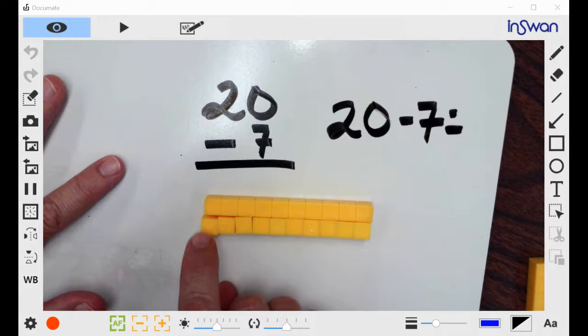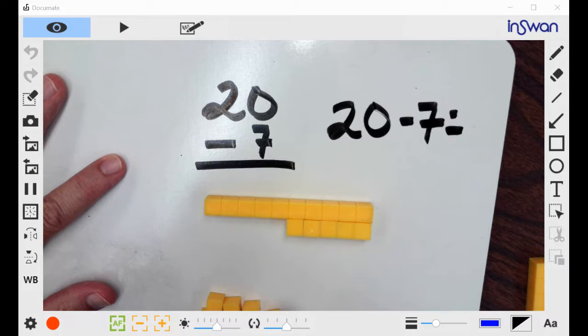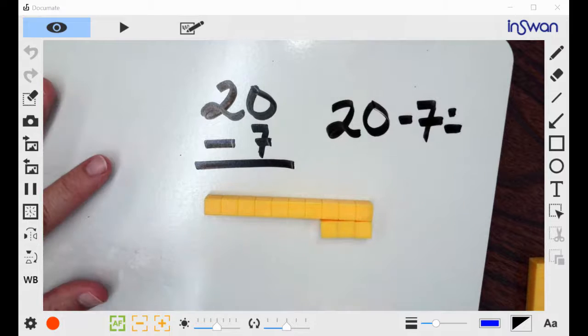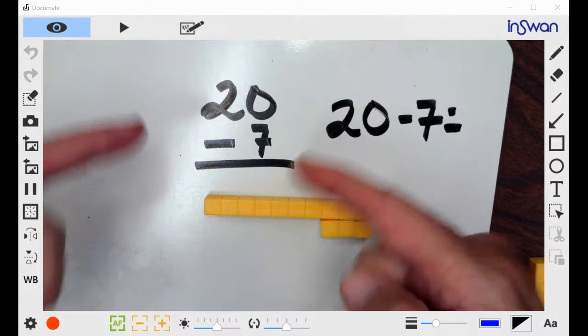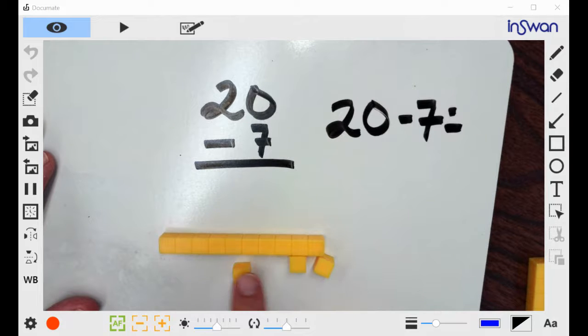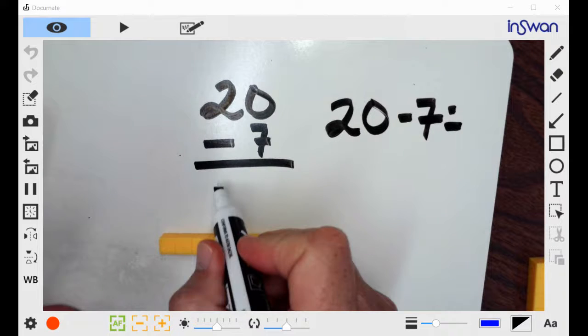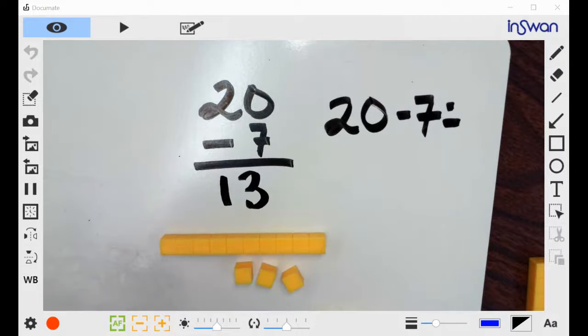So then I'll just take 1, 2, 3, 4, 5, 6, 7 away, and what I am left with will be the answer of 20 minus 7, which is 10, 11, 12, 13. So 20 minus 7 is 13.